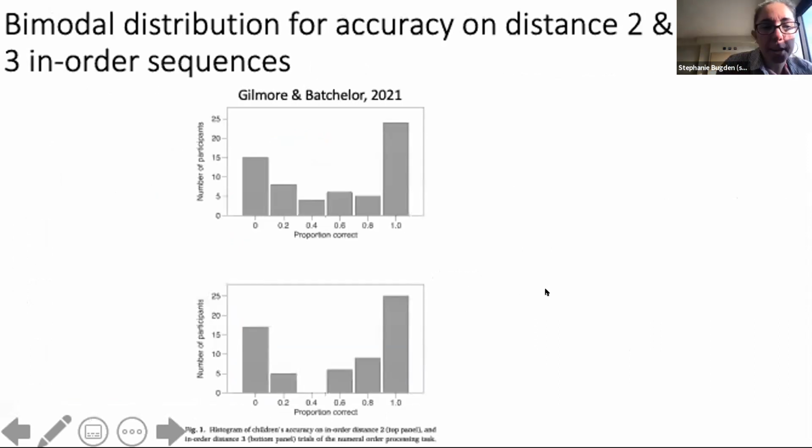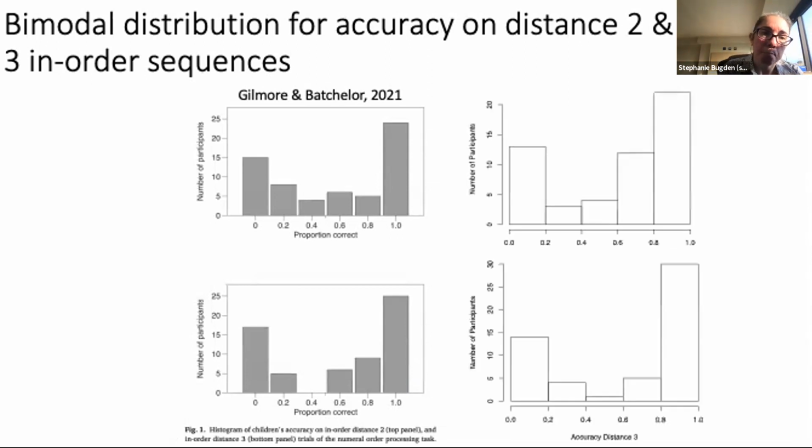It's characterized by a bimodal distribution where you have children that are performing either below chance or above chance. So they get that the non-count list sequences are in order, or they don't get it at all. They're indicating for the majority of the time that those numbers are not in the correct ascending order. And on the right is the data from our particular study.